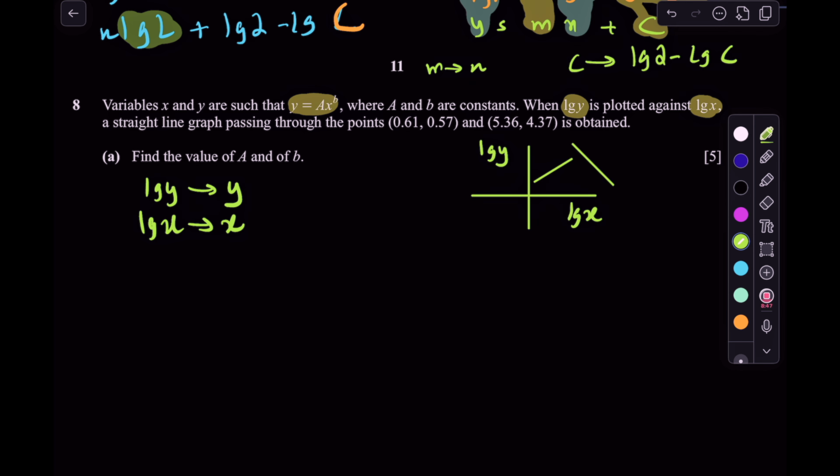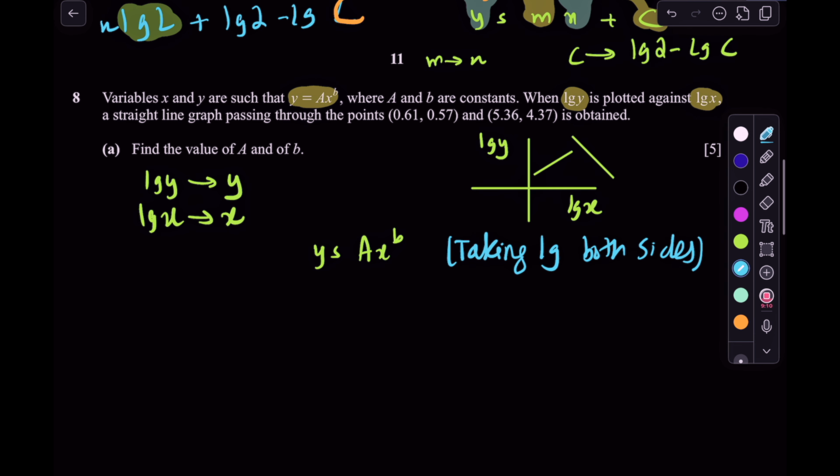So what do we do? Again, first we write our given equation, and my y is already isolated on the left hand side, so I just need to take lg on both sides. So taking lg both sides, and that solves part of the question. lg y is equal to lg ax raised to the power of b.